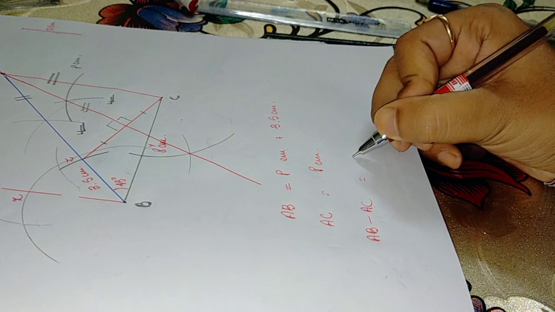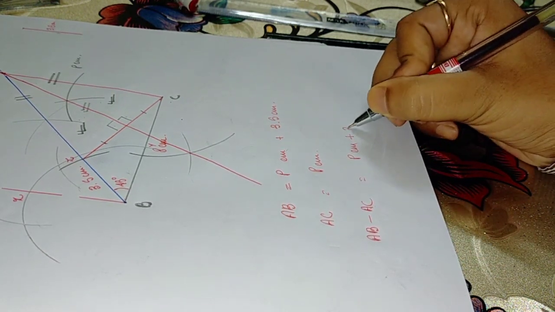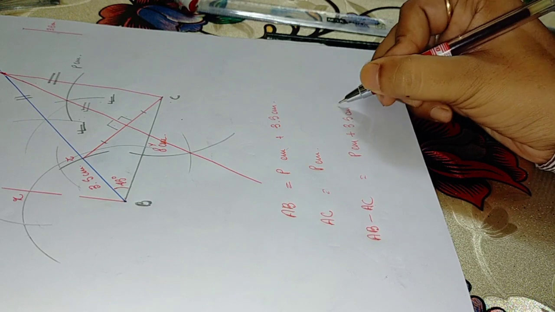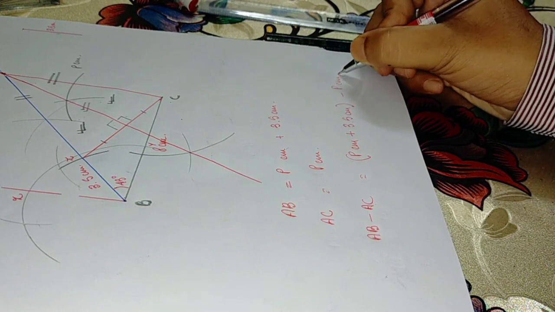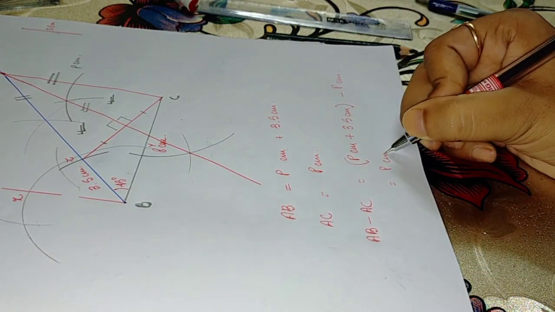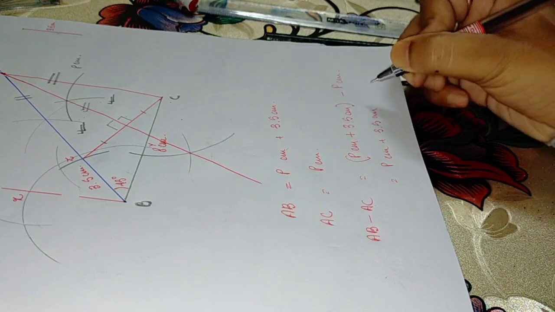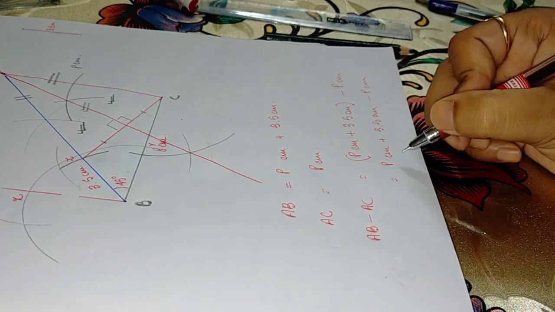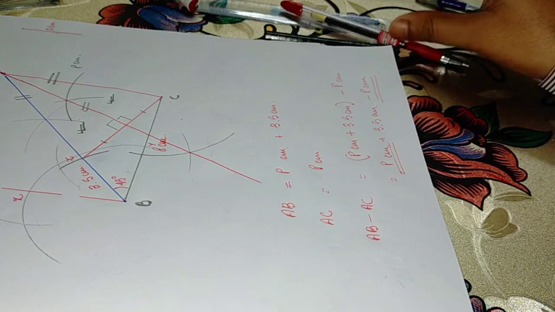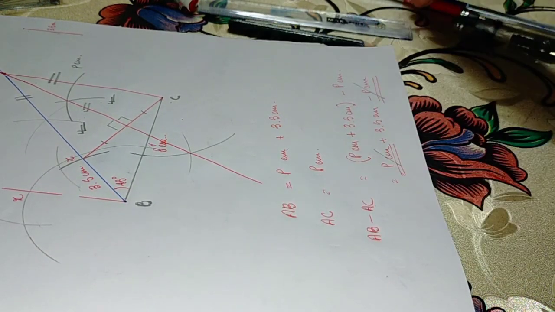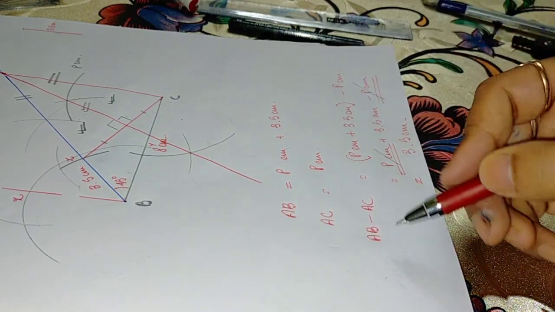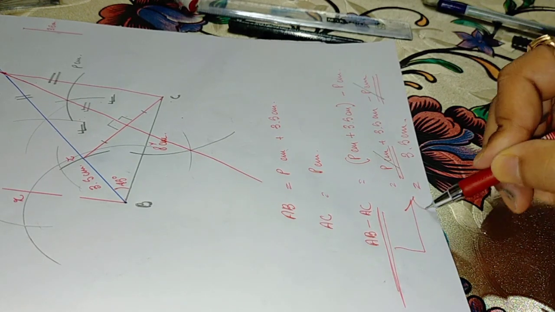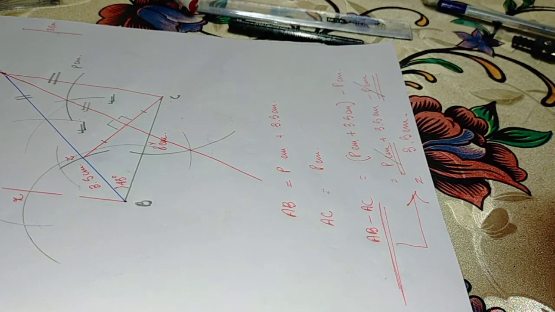So AB is equal to how much? P centimeter plus 3.5 centimeter. I keep it in bracket, minus AC. AC is equal to minus P centimeter. Remove the bracket: P centimeter plus 3.5 centimeter minus P centimeter. So plus P centimeter minus P centimeter, what will happen? It will be equal to 0. How much is left? 3.5 centimeter. That means we have got AB minus AC is equal to 3.5 centimeter. Is that clear till this much?